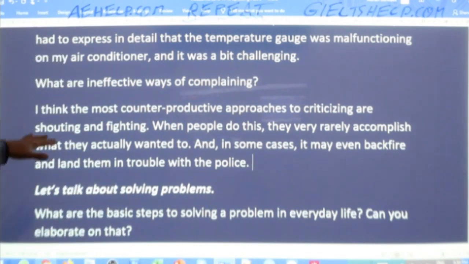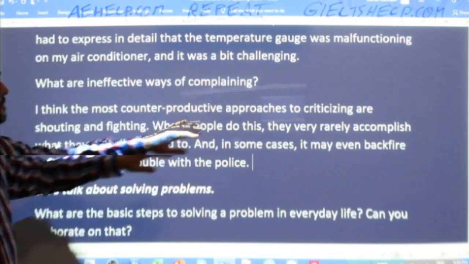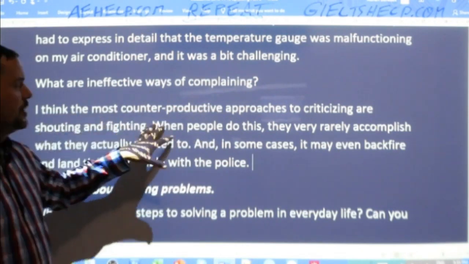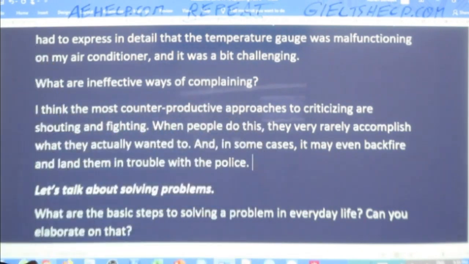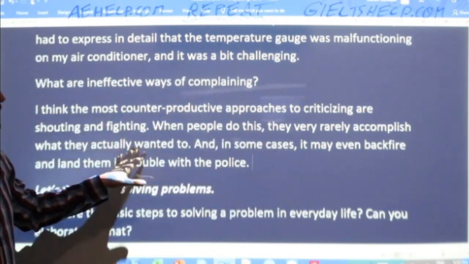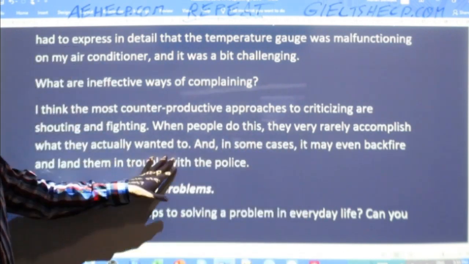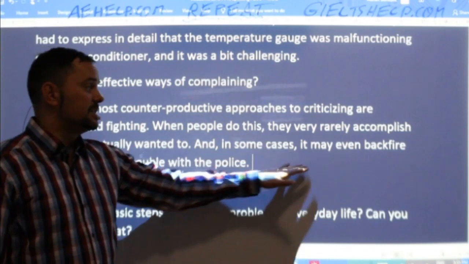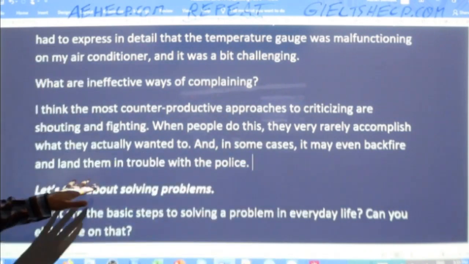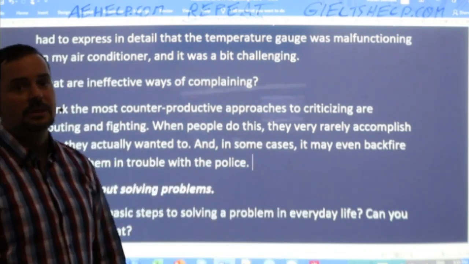Repeat after me. What are ineffective ways of complaining? I think the most counterproductive approaches to criticizing are shouting and fighting. When people do this, they very rarely accomplish what they actually wanted to. And in some cases, it may even backfire and land them in trouble with the police.